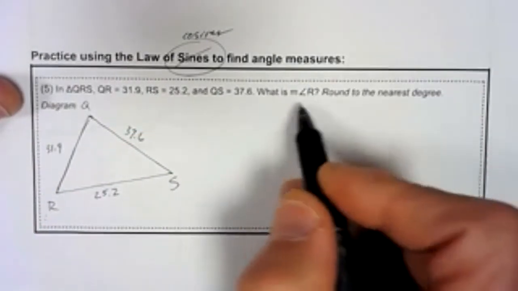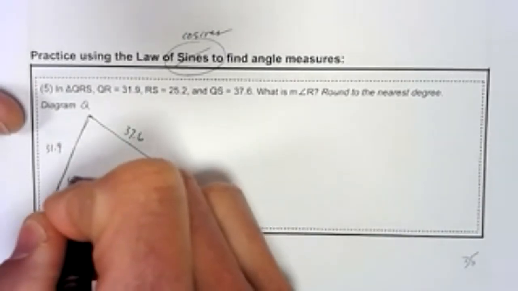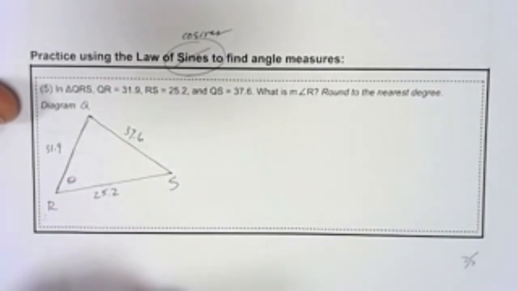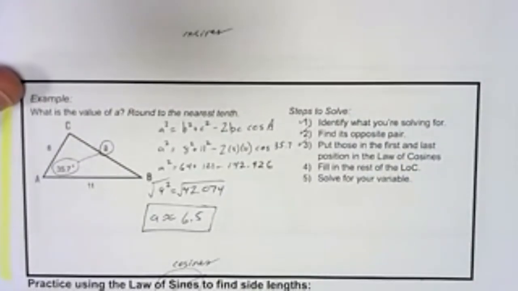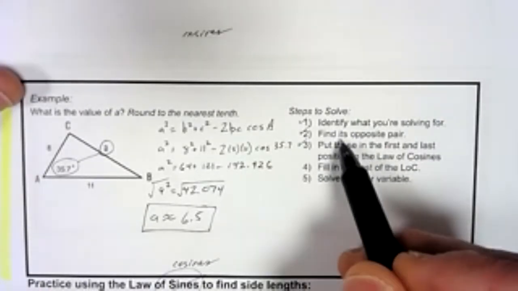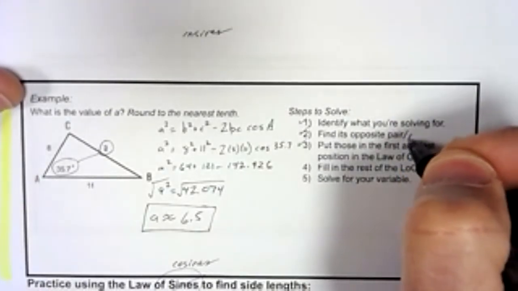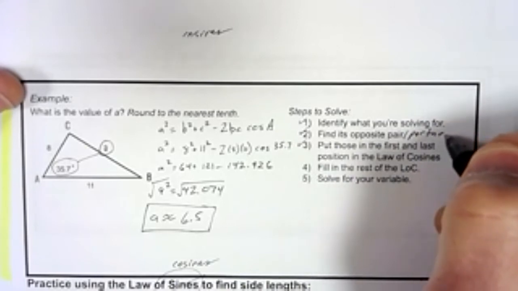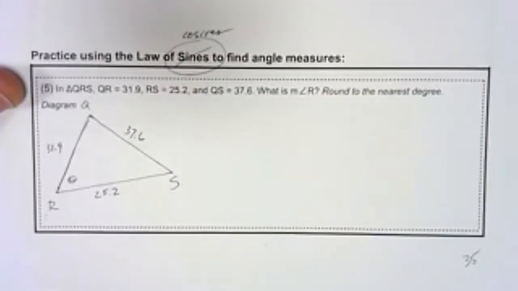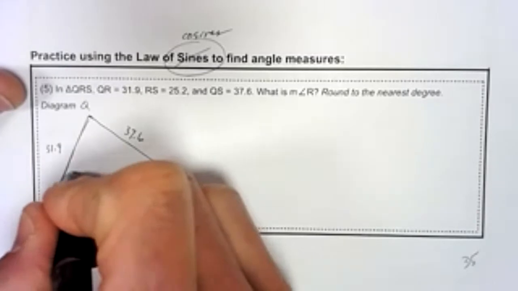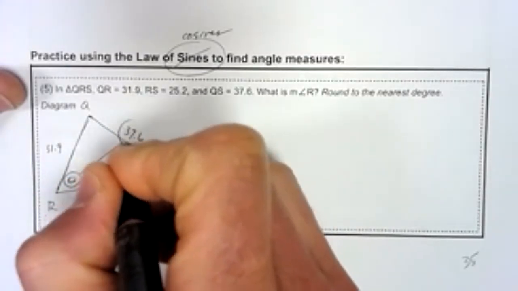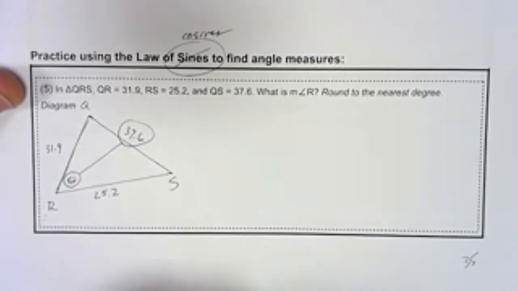Okay, now what is the measure of angle R? So this is my unknown, my theta, and round to the nearest degree. Okay, now we're going to solve this the same way we solved the previous problem. Identify what you're solving for and find its opposite pair or partner. All right, so we're solving for our unknown angle R. Its opposite pair partner is going to be side QS, or lowercase side r.